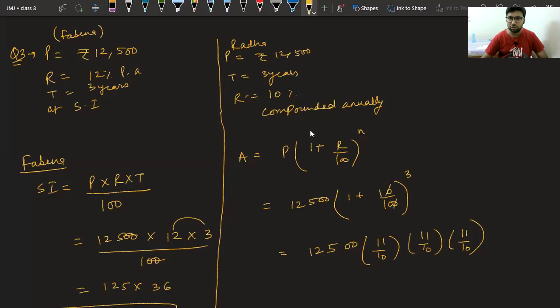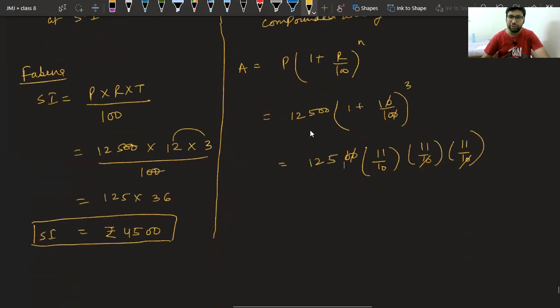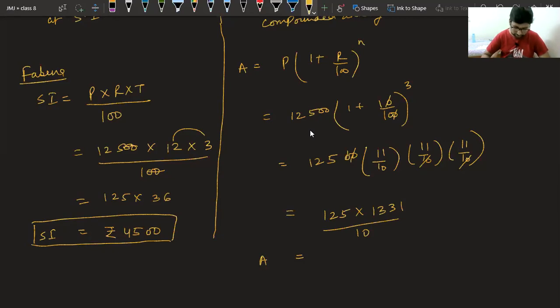Now cut the two zeros. Now what will be the answer? We all know 11 cube is 1331. 11 cube is 1331 upon 10. Now tell me what is the answer, class? Multiply these two and tell me the answer. 125 into 1331. What will we get? Class, please answer. Vardhan saying 166375. 166375 upon 10. The answer is 16637.5.